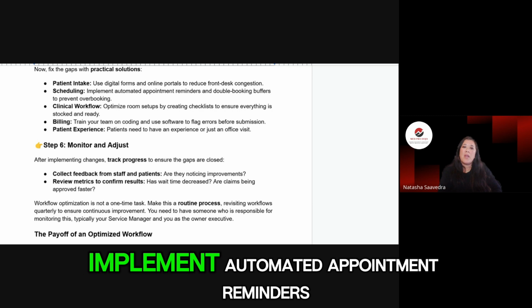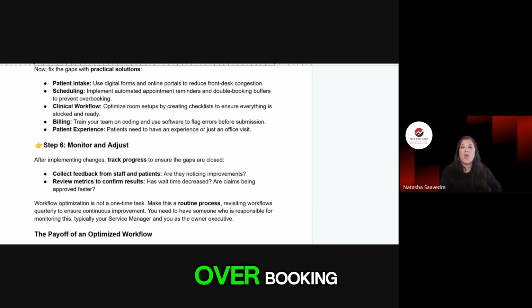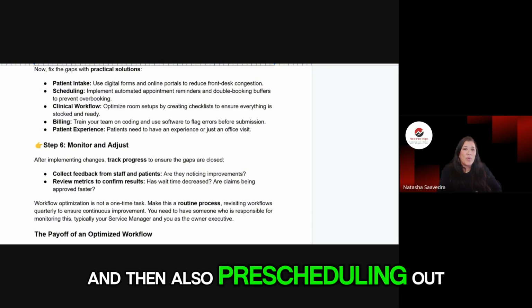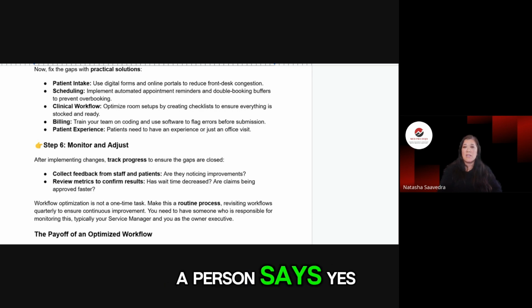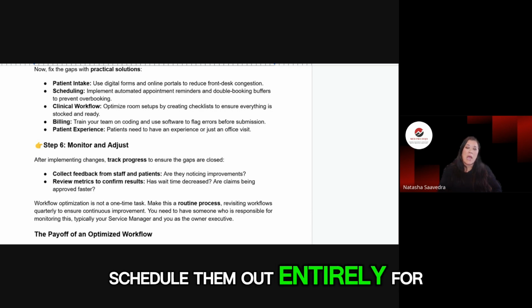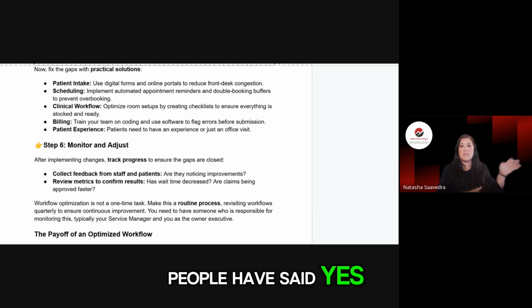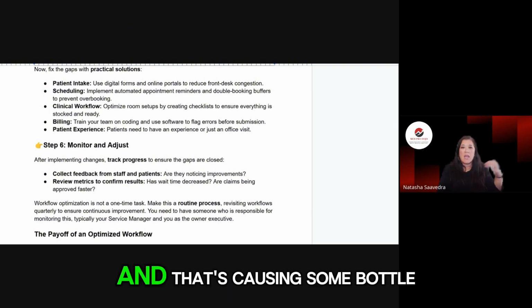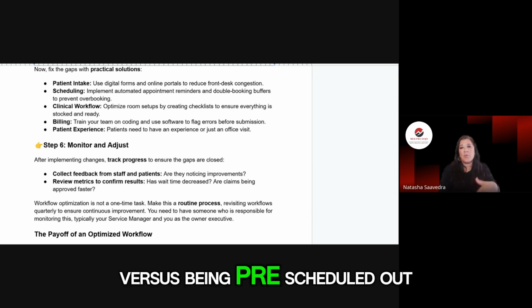scheduling, implement automated appointment reminders, double booking buffers to prevent overbooking, and then also pre-scheduling out your patients. At the end of your day 2, the report of findings, when a person says, yes, I'm committed to care, schedule them out entirely for their care plan. So you're not running into people who have said yes, and they're trying to walk in, and that's causing some bottlenecks because all these people are walking in versus being pre-scheduled out.